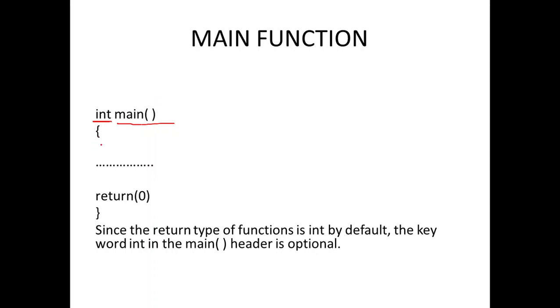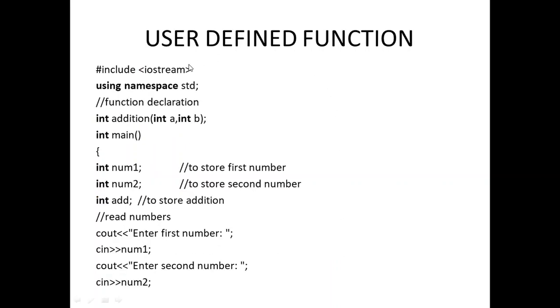And now we use curly brackets, and these are some lines of code, right? We have seen a lot of programs within this main function. And since the return type of the function is int by default, the keyword int is optional; we can skip it. And this is the example of a user-defined function.